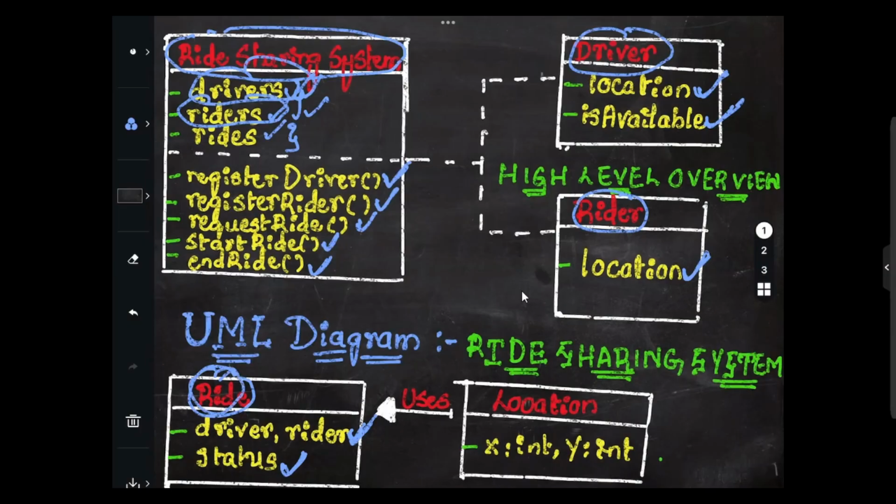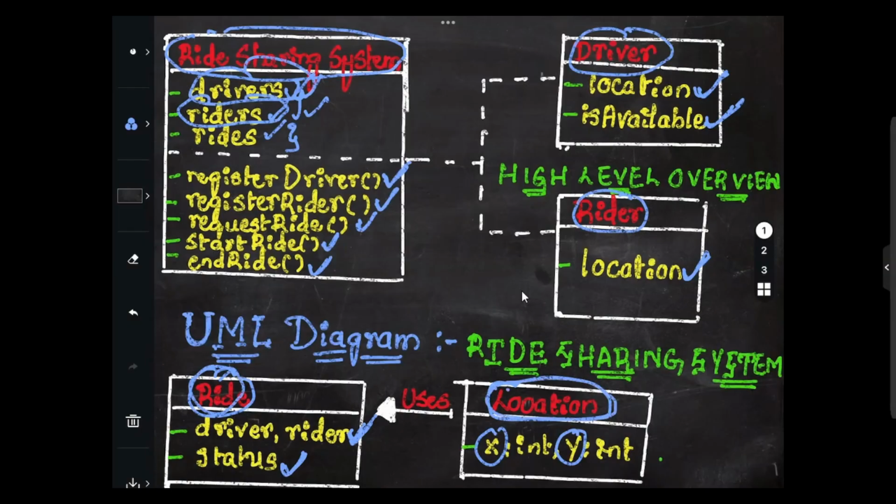Next, ride uses location. Quite obviously, ride uses location, the starting location and the end location. Here x, which is of the type int, and y, which is of the type int, are nothing but the location. So this is the Location class. Basically, these are the 5 classes that we will be considering.